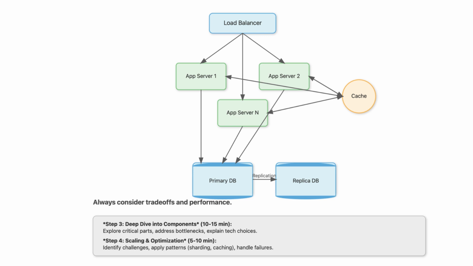Following this, in scaling and optimization, which takes 5 to 10 minutes, you'll identify scaling challenges and apply relevant patterns, such as sharding, replication, or caching. It's also crucial to address edge cases and potential failures, and consider various performance optimizations to ensure your system is robust and efficient. These steps move you from a conceptual design to a more concrete, resilient architecture.